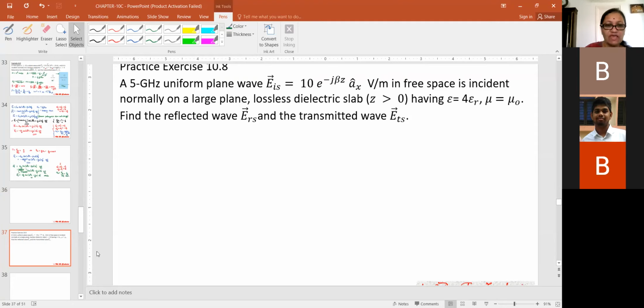This is a practice exercise. A 5 gigahertz uniform plane wave, where the electric field is given in phasor notation as 10 e to the power of minus j beta z ax cap. So what does this indicate? What is the direction of propagation? Positive z. And the component of the electric field is ax. And it is in free space, and it is incident normally on a large plane, lossless dielectric slab, z greater than 0. Epsilon and mu of the medium are given to you. Find the reflected wave and the transmitted wave. Try it. Let us see.